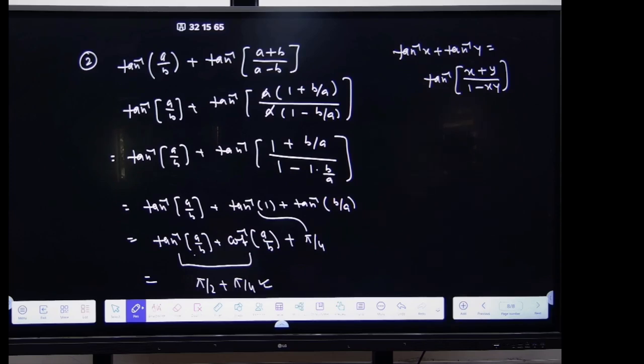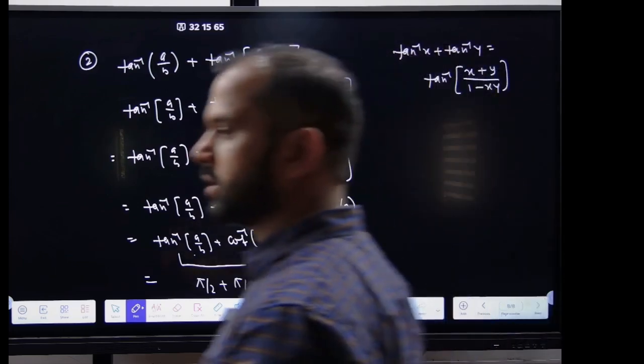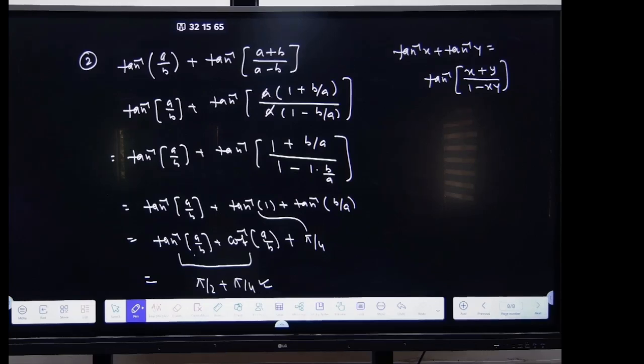Any value of a and b you can take. Option 4. Yes or no? Very, very, very important type of question. Now, rest of the questions you try to solve. Rest of the questions you do it.